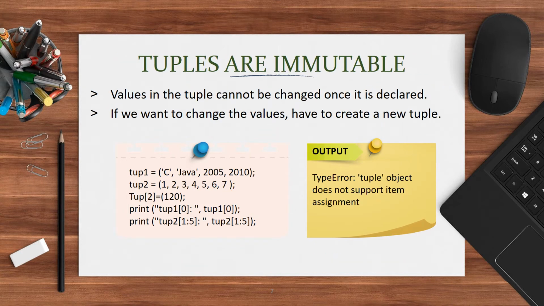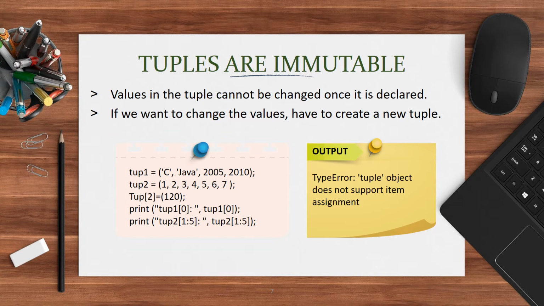The next one is tuples are immutable. So the values in the tuples cannot be changed once they are declared. So if you want to change the values, what we need to do is create a new tuple. So now let us consider this example.